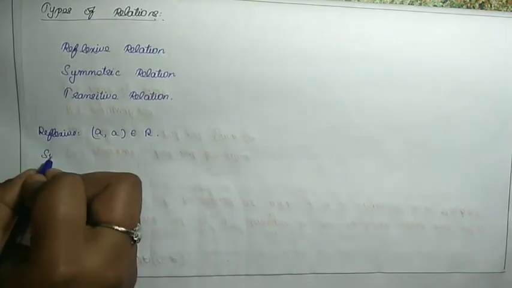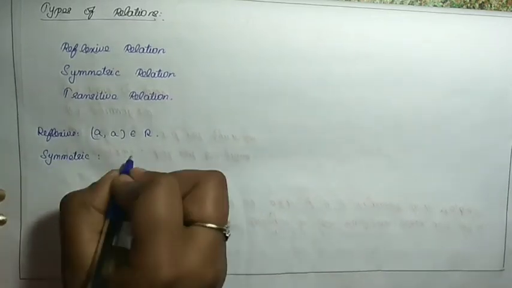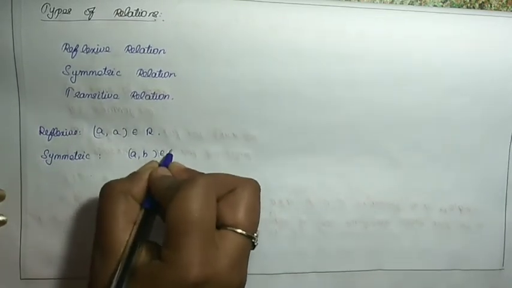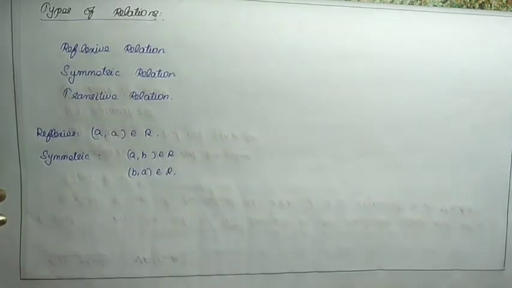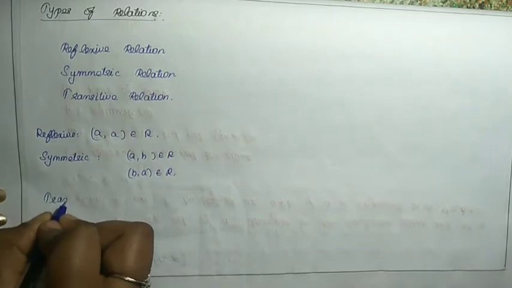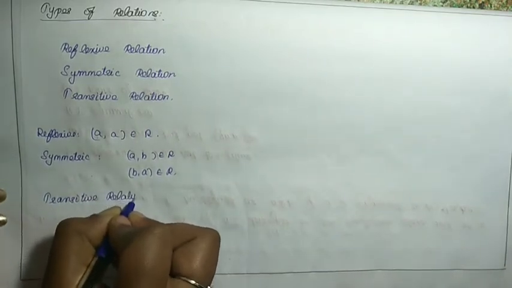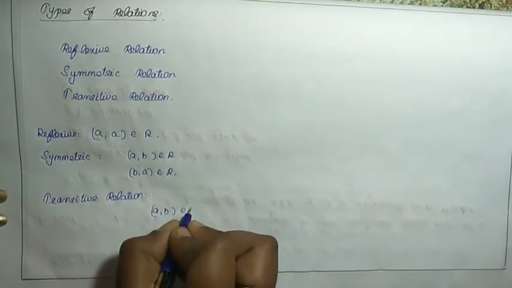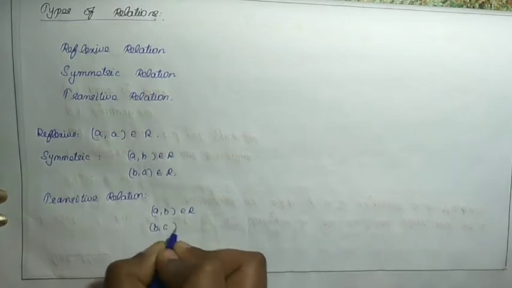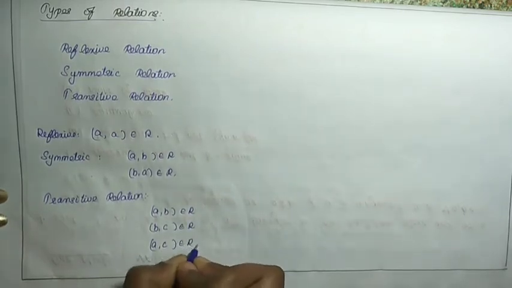And for symmetric, what is the condition? A comma B should belong to R and B comma A should belong to R. This is what the relation is, right? Next, for transitive relation, what is the condition? A comma B should belong to R, B comma C should belong to R, and A comma C should belong to R. This is the condition for transitive.